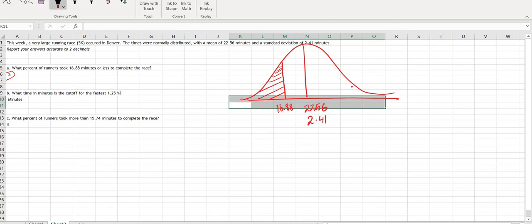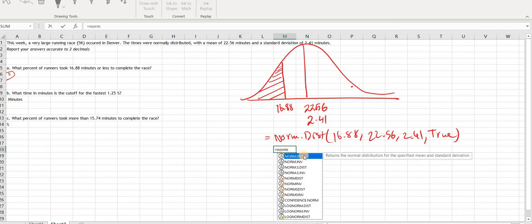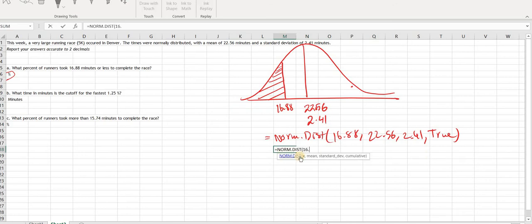So to find the area to the left of a number in the normal distribution, we're going to use the NORM.DIST function of that number, comma, the mean, comma, the standard deviation, comma, true. So I'm going to compute that here. This is equal to NORM.DIST of 16.88, comma, 22.56, comma, 2.41, comma, true. And that is going to be the answer.